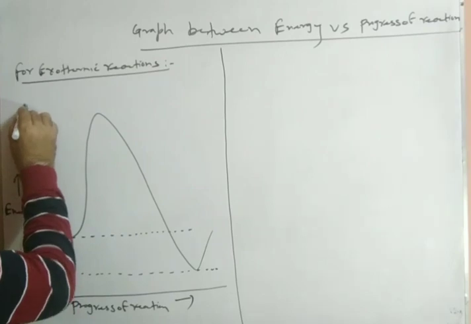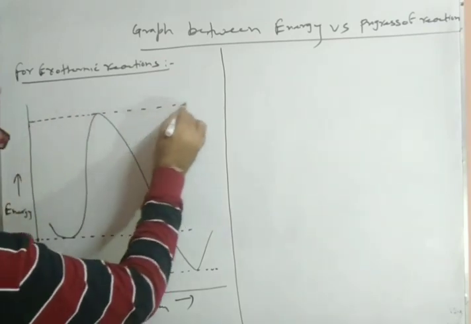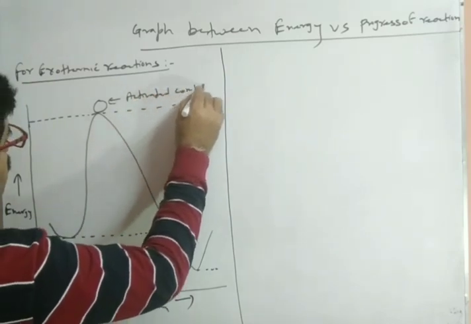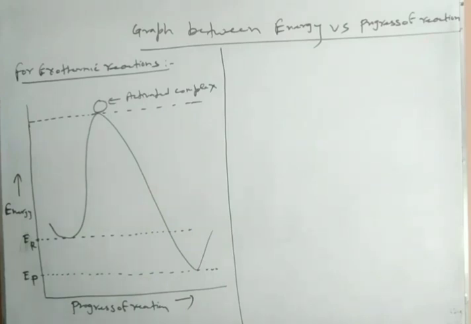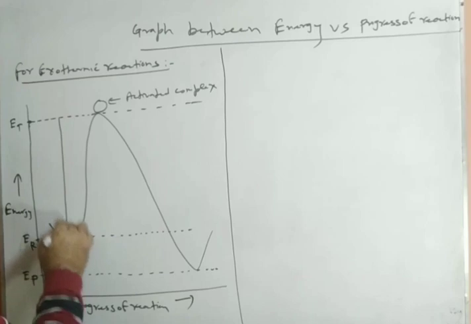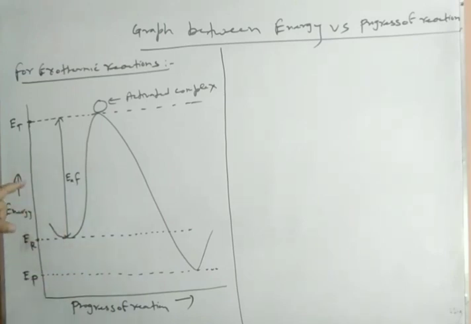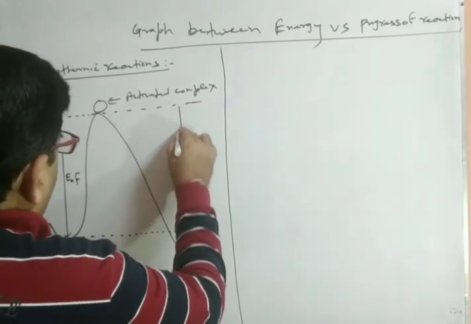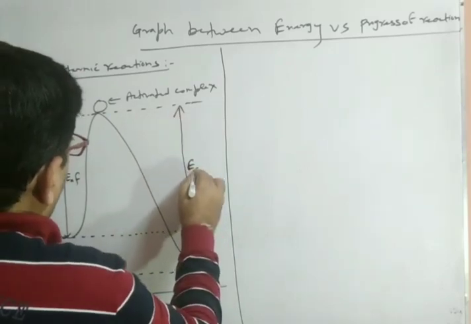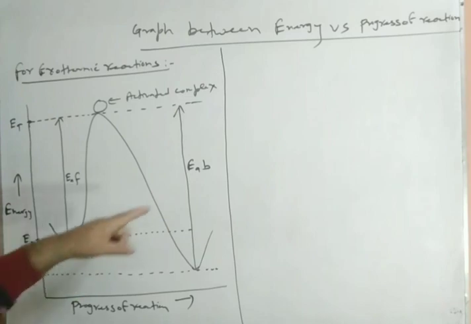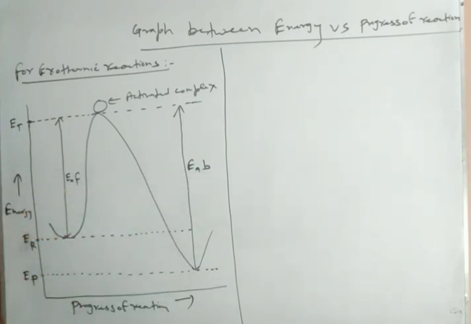Here this is said to be what? Activated complex. This energy level is said to be ET, total energy, known as what? Threshold energy. This level is said to be what? EAF, that is activation energy for forward reaction. Here we consider EAB, activation energy for backward reaction. So activation energy backward is always greater than activation energy of forward reaction.